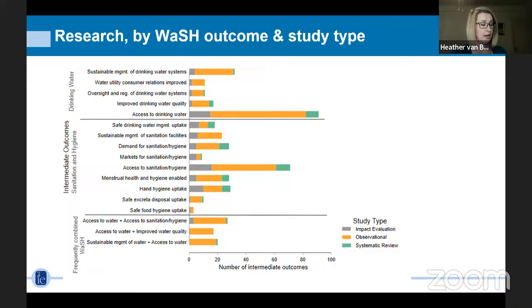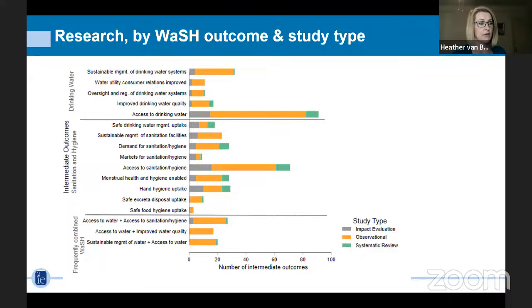By WASH outcome, we find that the most frequently studied WASH outcome was increased access to enhanced drinking water with 91 studies, followed by 71 studies examining access to sanitation and hygiene. These were explicit goals of the Millennium and Sustainable Development Goals. So we found that was an unsurprising finding. We anticipated seeing a lot of research on those outcomes in particular.